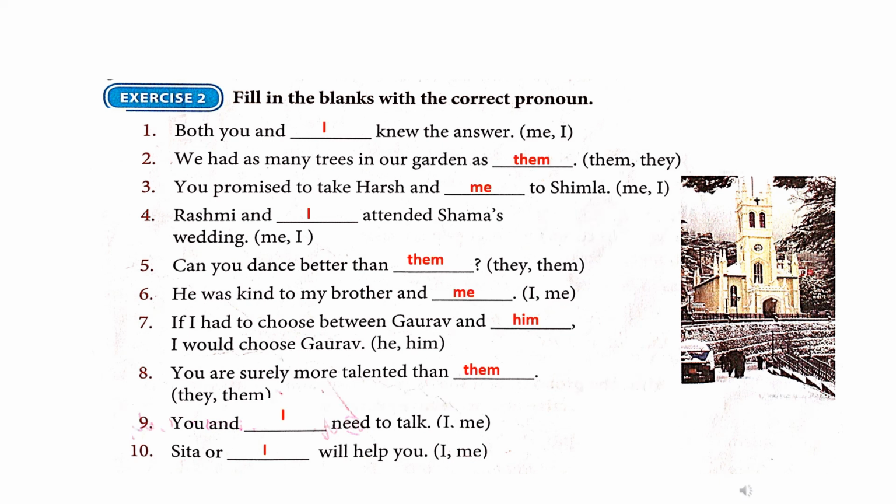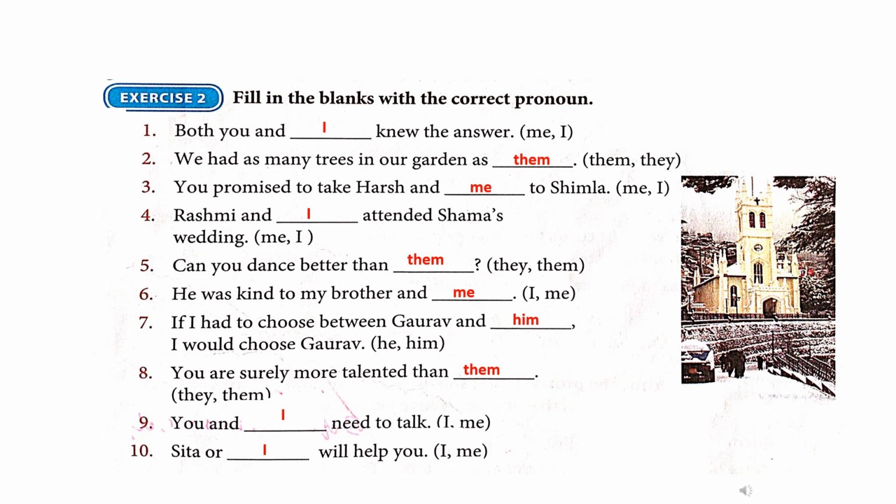Here are the answers. First, both you and I knew the answer. Second, we had as many trees in our garden as them. Third, you promised to take Harsh and me to Shimla. 4. Rashmi and I attended Shama's wedding. 5. Can you dance better than them? 6. He was kind to my brother and me.